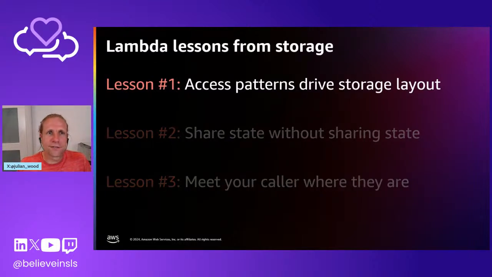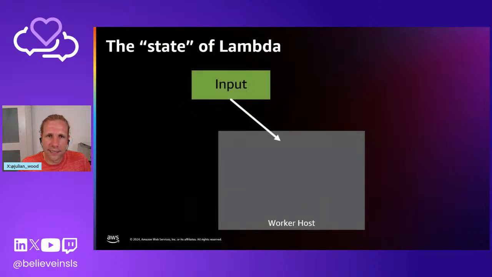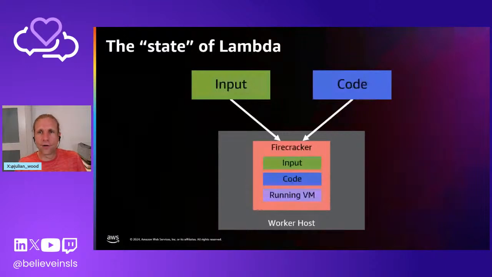So let's start with lesson one: access patterns drive the storage layout. If you think about framing this topic, what state needs to be managed by the service in order to serve an invoke? Fundamentally, an invoke requires three things. It needs the invoke payload, the JSON payload provided by the invoker or the event source on every invoke. Secondly, it requires function code, provided by you as the developer when you are creating or updating the function. And third, it requires a place to marry that invoke and the code, that micro virtual machine. That's two pieces of state and one piece of compute that together form the necessary information to serve an invoke.